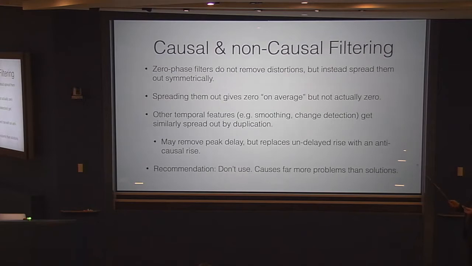It does, in some sense, remove this peak delay, but that's not a wonderful thing to do, because you could have just subtracted out the actual measured delay in the first place. And you could have done that in a sentence in your method section, saying that the delay was 10 milliseconds, and so we measured it to be this, but we know it's actually that, without getting this anti-causal rise beforehand. So my pretty strong recommendation is don't use it. It causes far more problems than solutions.